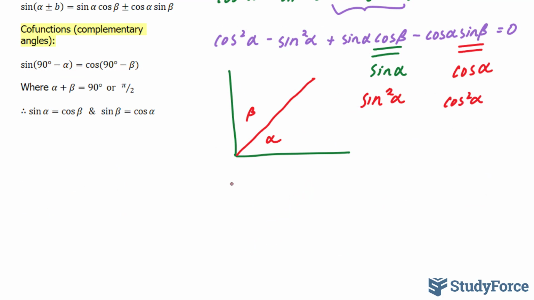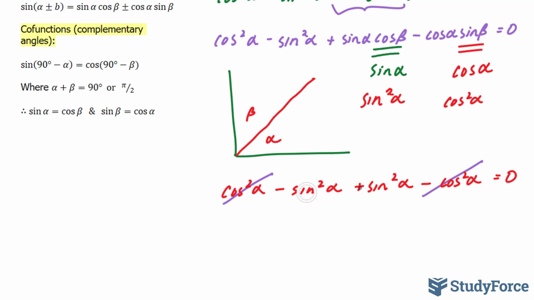Where we end up with cosine squared alpha, that part hasn't changed, minus sine squared alpha. This we determined to become positive sine squared alpha, and this we determined to become minus cosine squared alpha, is equal to 0. Now look, minus cosine squared alpha and positive cosine squared alpha cancel out, and these 2 terms also cancel out, leaving us with 0 on the left side and 0 on the right side.